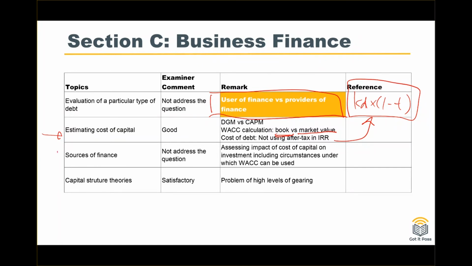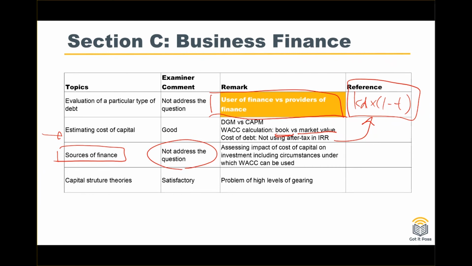So next part is about the source of finance. In this source of finance, the candidates are asked to assess the impact of the cost of capital on investment, for example, including circumstances under which WACC can be used. It's not so difficult, so the examiner doesn't address any part here, but just shares with us. The question asks to assess the impact of the cost of capital in different circumstances. When can the WACC be used?